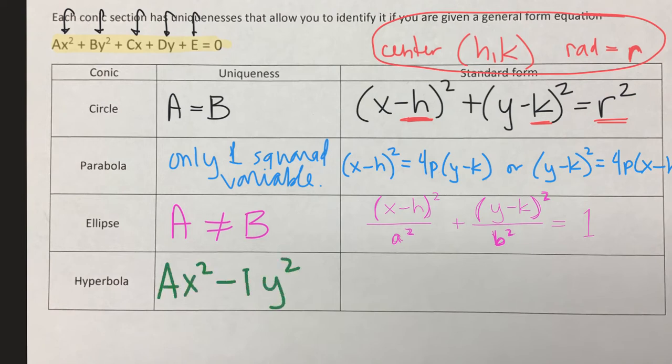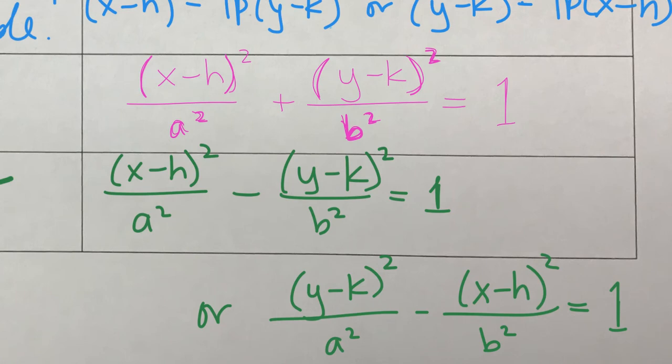Okay, you notice it's a hyperbola because there's a minus in between your squared terms. So it could either be x squared minus y squared, or it can be y squared minus x squared. And the equation looks very similar to an ellipse. So either one of these two equations is how we're going to see our hyperbola. But the most important part is your minus.